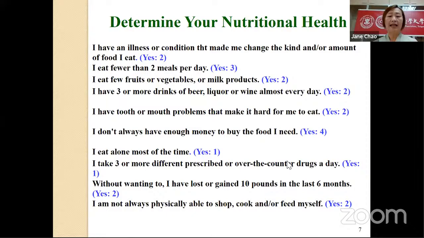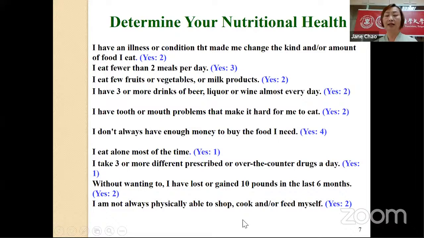I eat alone most of the time. Sometimes in Taiwan, I also eat alone most of the time. Say yes, 1 point. I take 3 or more different prescribed or over-the-counter drugs a day. Yes, 1 point. Without wanting to, I have lost or gained 10 pounds in the last 6 months. 2 points. Finally, the question is, I'm not always physically able to shop, cook, and or feed myself. 2 points. So you can see there are only 10 questions and they are easy to answer.